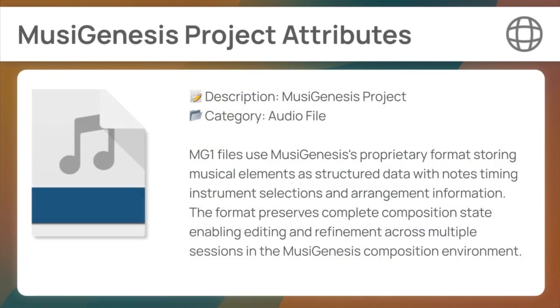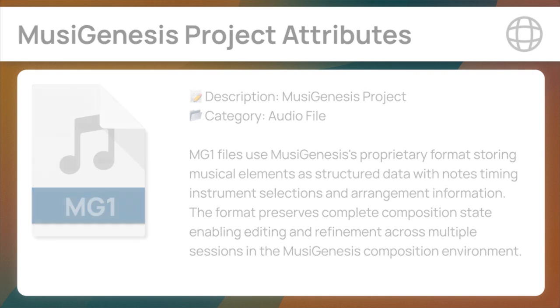MG1 files use MusiGenesis's proprietary format, storing musical elements as structured data with notes, timing, instrument selections, and arrangement information. The format preserves complete composition state, enabling editing and refinement across multiple sessions in the MusiGenesis composition environment.